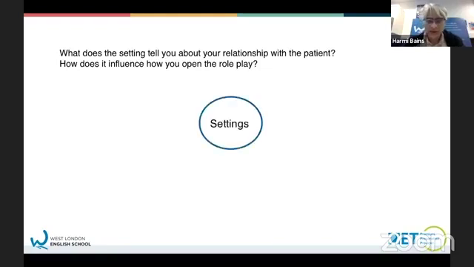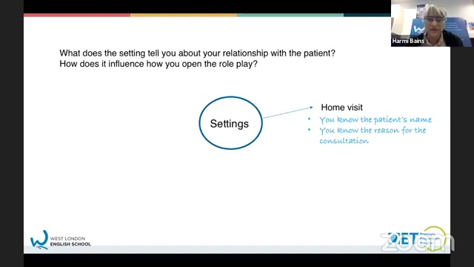Okay, let's look at a couple of examples. Let's say the setting is a home visit. Well, when you think about this, you're going to know the patient's name and you'll know their details. You're also going to know the reason for the consultation. So it wouldn't really make sense if you started asking, can I have your name, please? And how can I help you? It doesn't make sense because you've got the patient's name and you know the reason for the consultation.